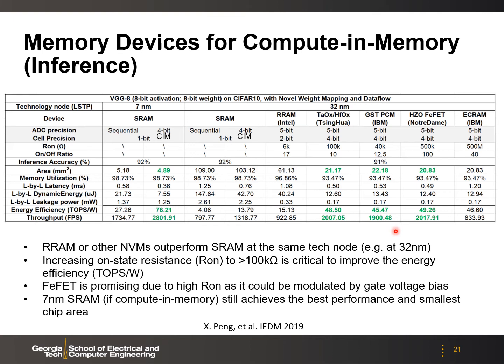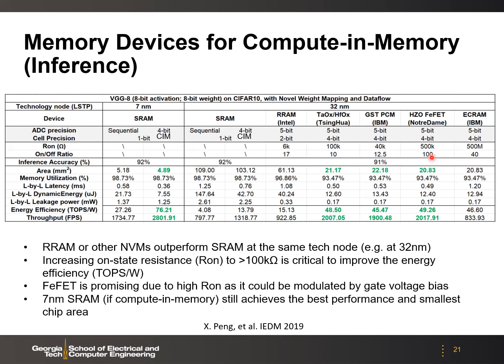The key attribute is the on-state resistance. So if you look at this particular RRAM with 6 kilo ohm on-state resistance, actually its performance is not that competitive compared to the SRAM with the computing memory. The key is to increase the on-state resistance above 100 kilo ohm, as we demonstrated here in this ferroelectric transistor, which the on-state can be modulated by the gate bias.